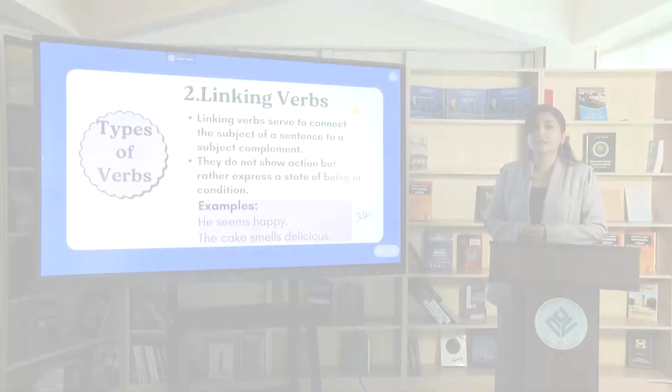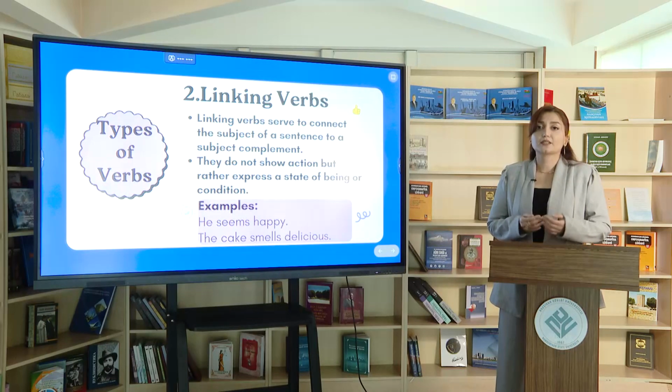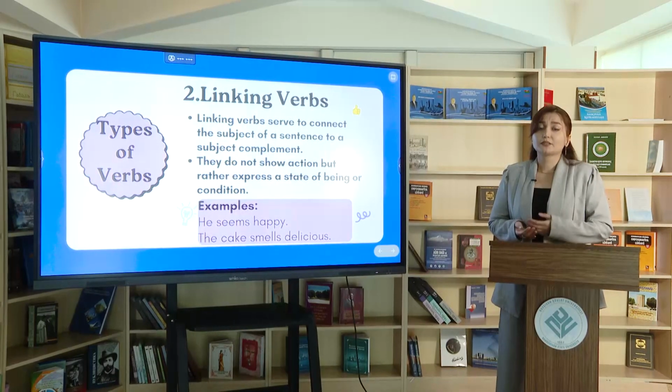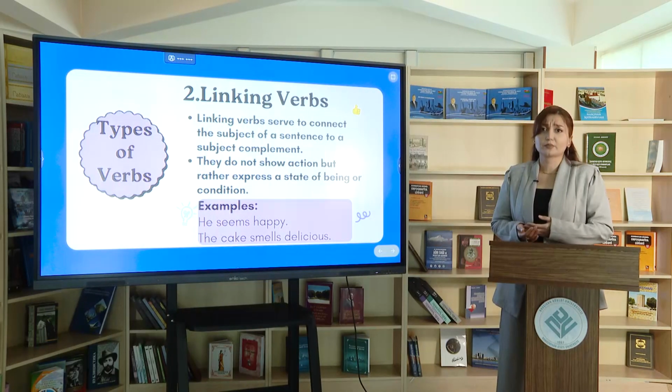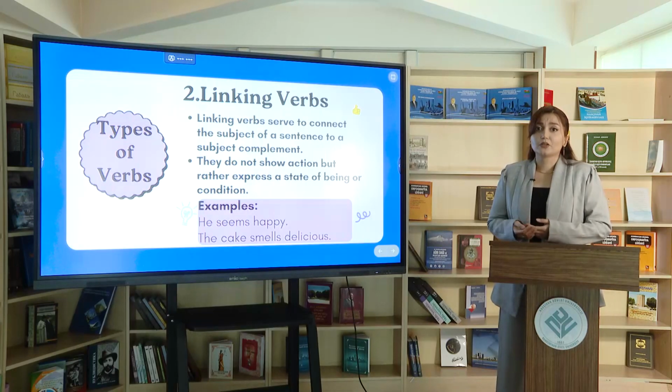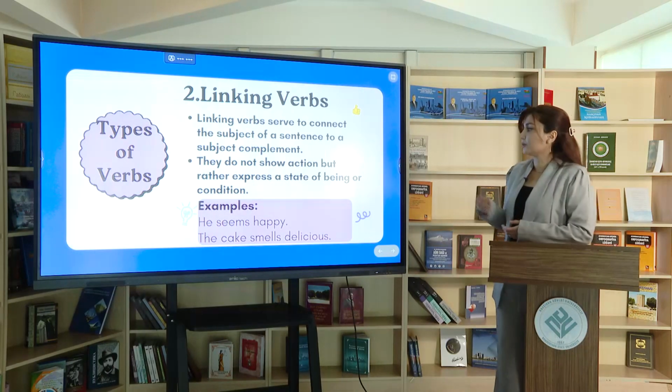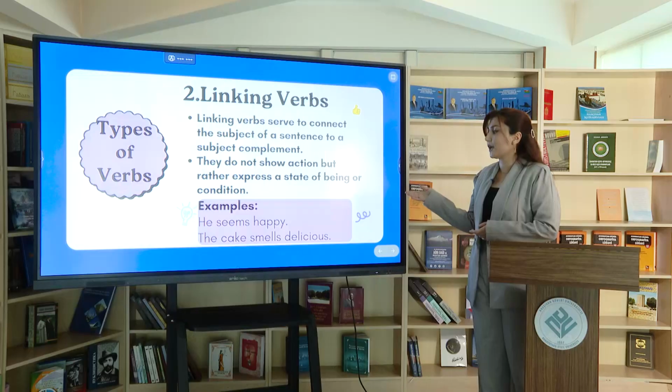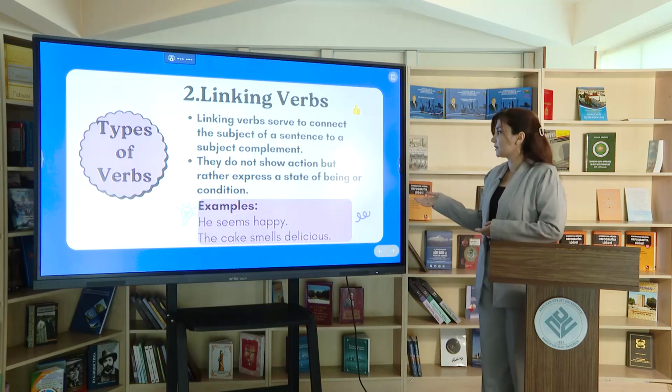Linking verbs serve to connect the subject of a sentence to the subject complement, and they don't denote actions, but rather they express a state of being or condition. Examples are: he seems happy, and the cake smells delicious.